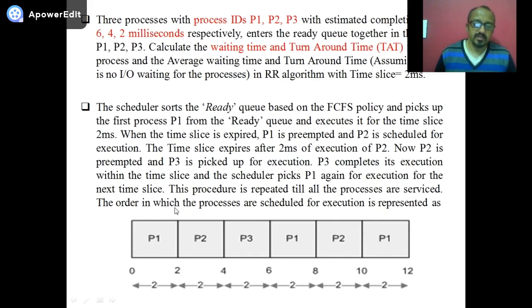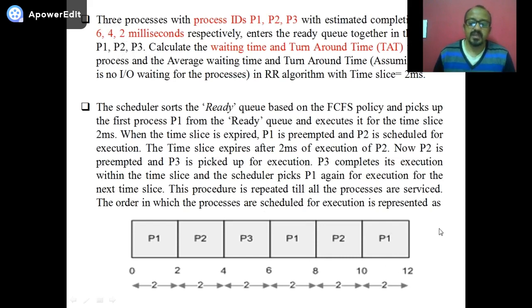In the first round it will get the 2 millisecond, but still as it is a 6 millisecond process, it needs another 4 millisecond CPU time. That's why after 2 millisecond P2 will be given a chance, and then the scheduler will pick P3 after P2. P3 has only 2 millisecond and it completely finishes. Then again it will pick P1 and then P2. P2 already executed 2 millisecond and this 2 millisecond, so it totally finishes the time required, and then P1 is picked, and P1 also finishes.